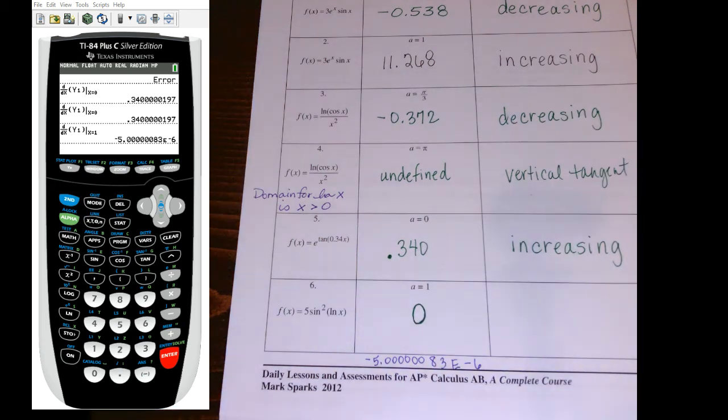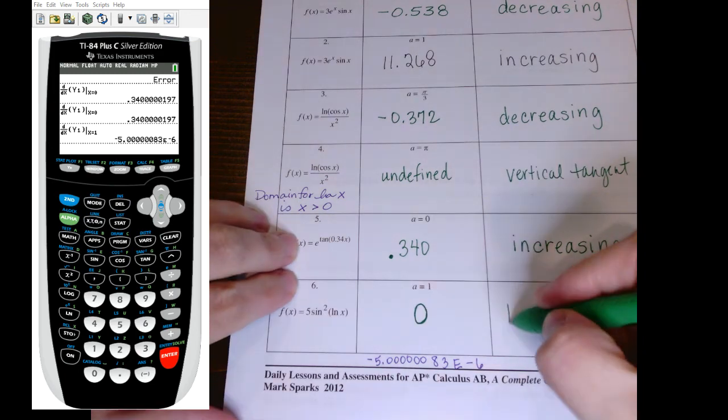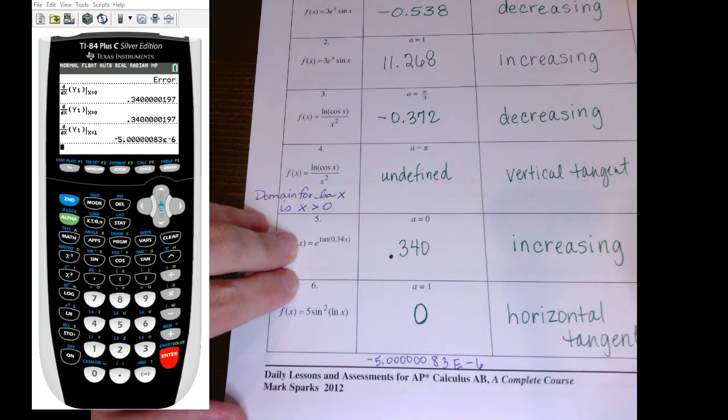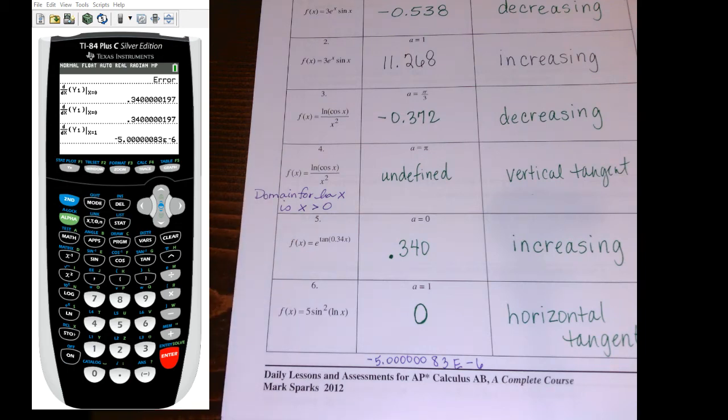Now, if the derivative is 0, am I increasing, decreasing, horizontal tangent, vertical tangent? Which one am I at this point? Derivative is 0. That means that I'm horizontal. Yep, because the slope of the tangent line would be 0. So I've got a horizontal tangent there. All right. Very good. So far, so good, friends.